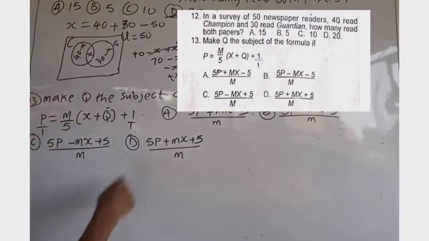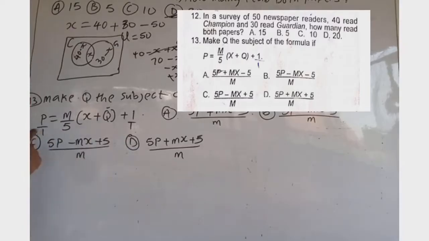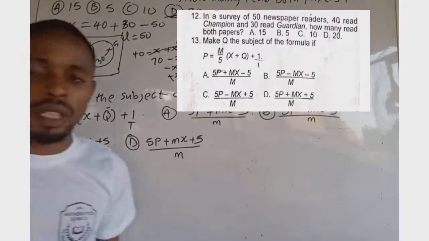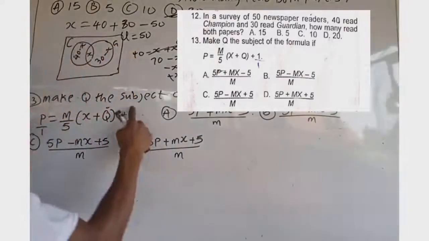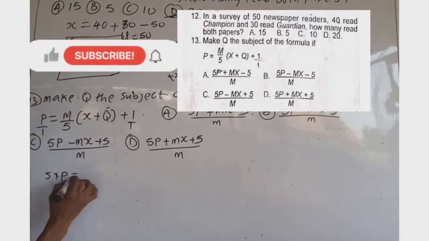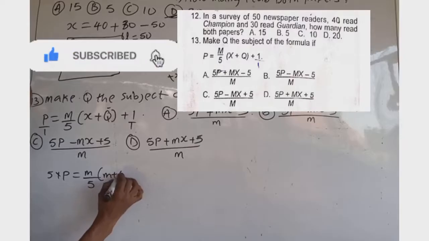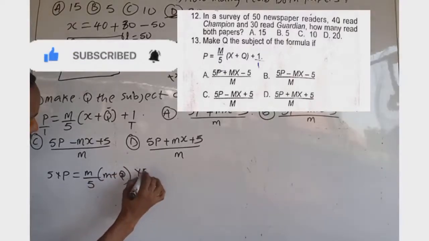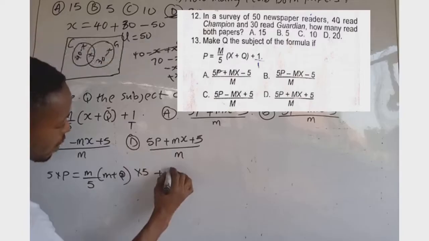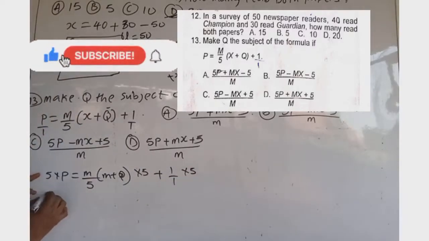What we do here is find the LCM of 1, 5, and 1. The LCM of 1, 5, and 1 is 5. So it means that you multiply both sides by 5. When you multiply both sides by 5, we have 5 multiplied by P equal to m over 5 into bracket s plus q close bracket multiplied by 5, plus 1 over 1 multiplied by 5.